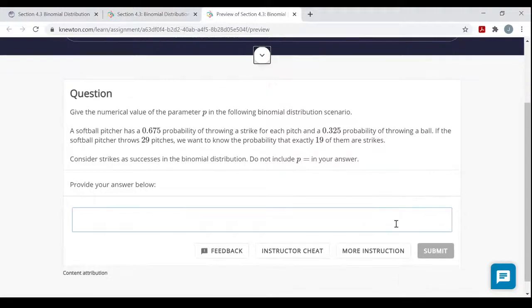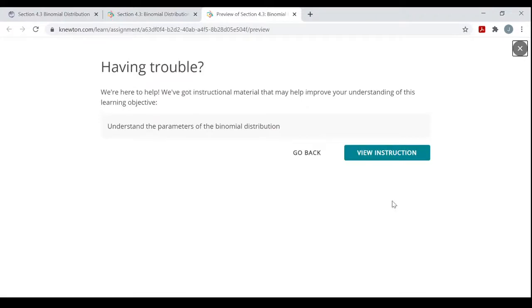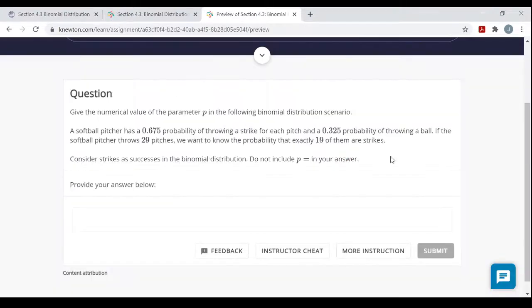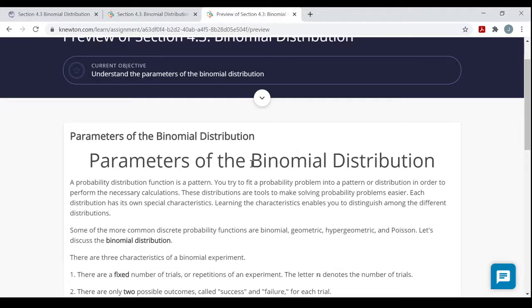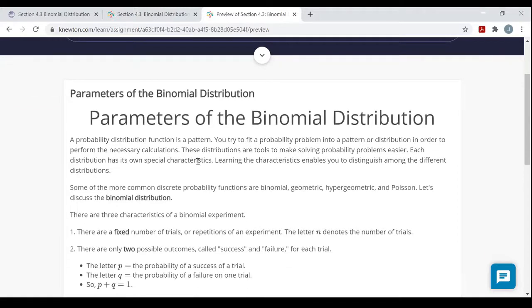Alright, so I'm going to go on to more instruction. It's the first time I'm seeing this objective. First of all, we need to know what the binomial distribution is. What do they mean by binomial distribution? Then we'll get into the parameters, and that's what they start off with here.